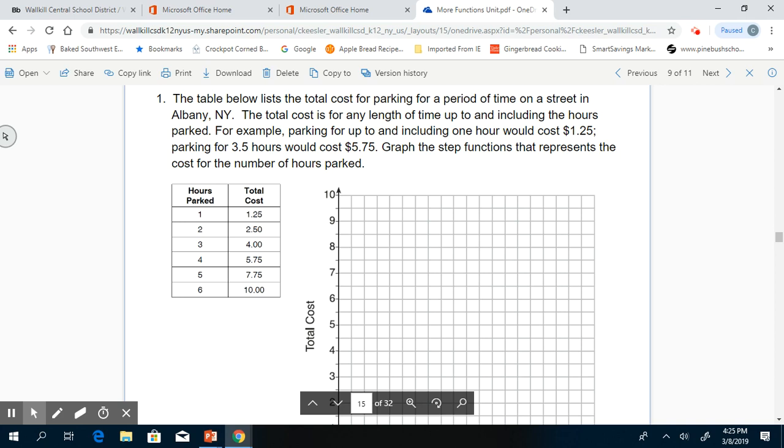So today you're going to be learning how to graph what is called a step function. And it's going to look literally like steps. That's why it gets its name, step function. I'm going to do the first two examples with you, then you're going to try the last one on your own.